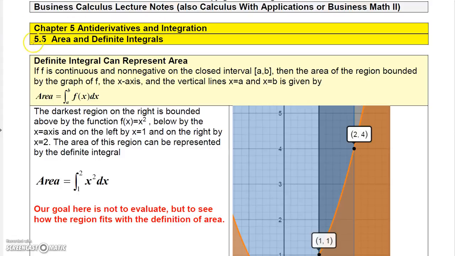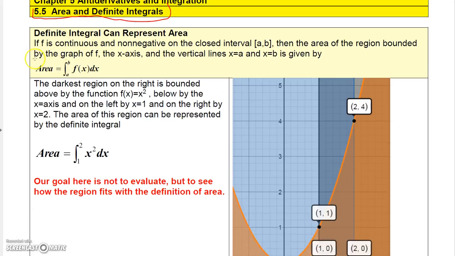Okay, we've kind of beat around the bush a little bit about area, but now let's go ahead and dive right into area and definite integrals. A definite integral can represent area, but it doesn't always, so make sure you understand that not all definite integrals represent area.